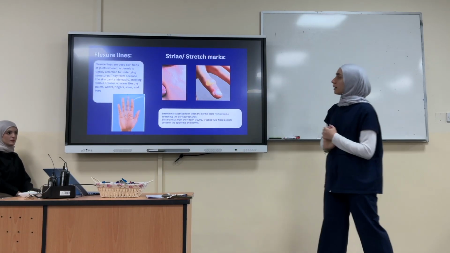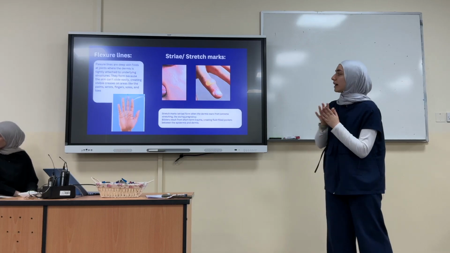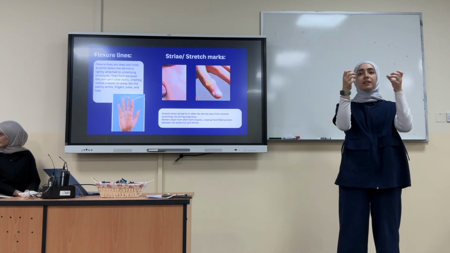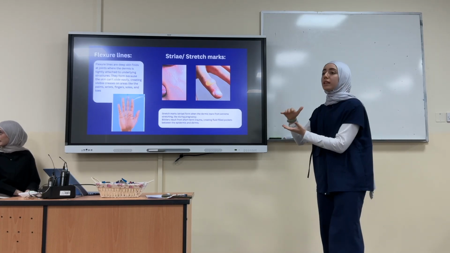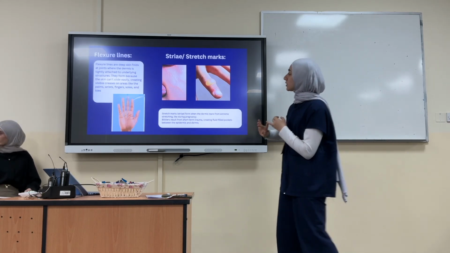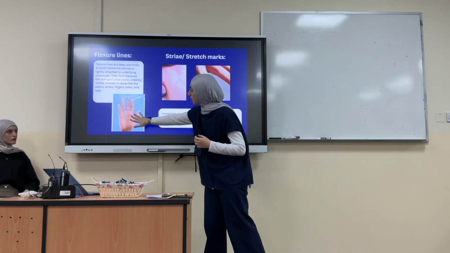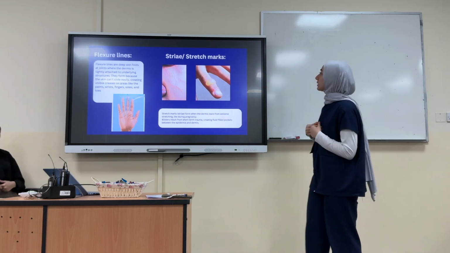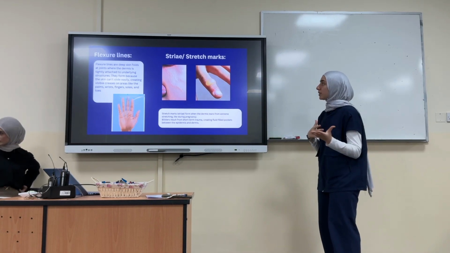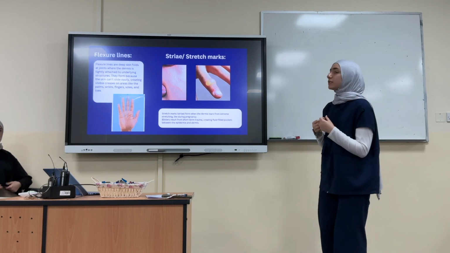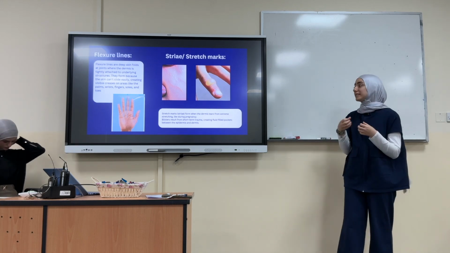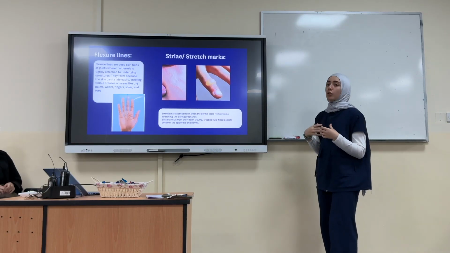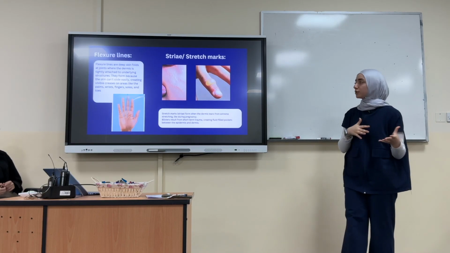Some of the features of the skin, for example, we have flexure lines. Flexure lines are basically where the dermis is tightly anchored to the underlying structures. Okay, so you find that this is more prominent on your palms, fingers, soles, toes, etc. And striae is another term for the stretch marks, and these form usually when the dermis tears. Usually this is common during pregnancy, or people who are obese and suddenly lose weight.